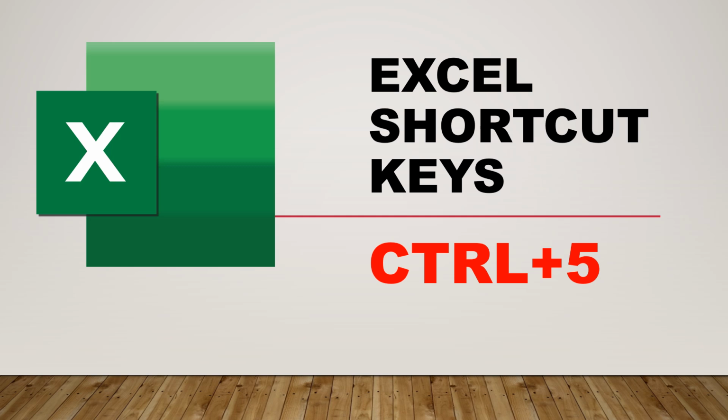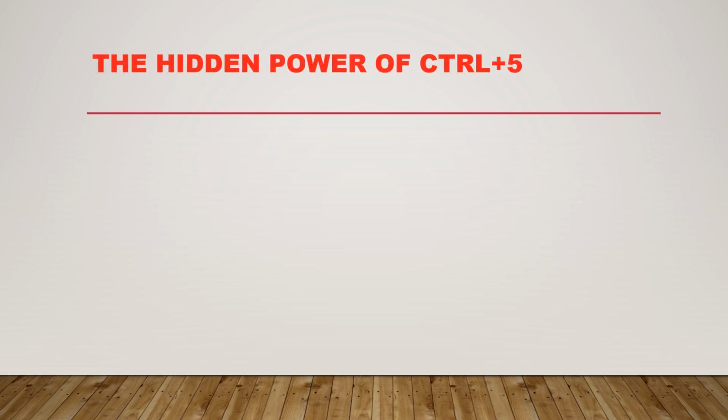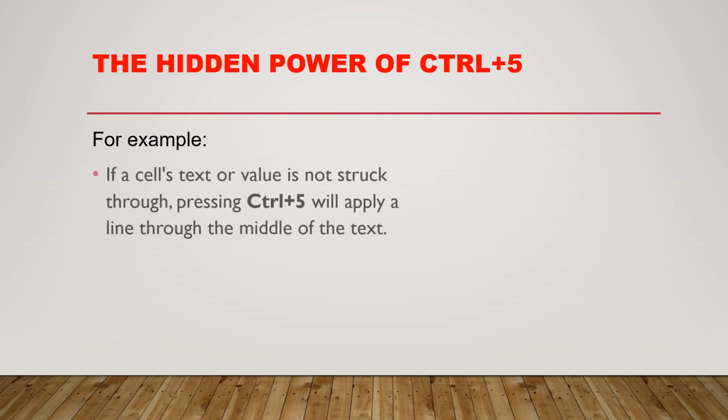Today we are spotlighting a game-changing shortcut, Ctrl+5. Ever heard of it? If not, you're about to learn something awesome. What does Ctrl+5 do? It's the ultimate tool for strikethrough formatting. With just one keystroke, you can mark data as done, irrelevant, or simply cross it off your list.